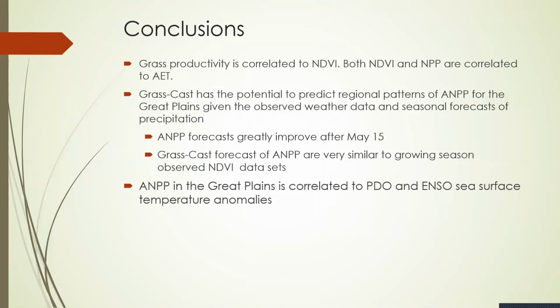Okay, grass productivity. We used NDVI, simulated actual evapotranspiration, and observed plant productivity to develop statistical relationships to predict plant production as a function of actual evapotranspiration. So these three data sets we put together, developed the GrassCast model, and then we used the observed weather data and predicted weather data to make forecasts of plant production for all of the Great Plains counties.